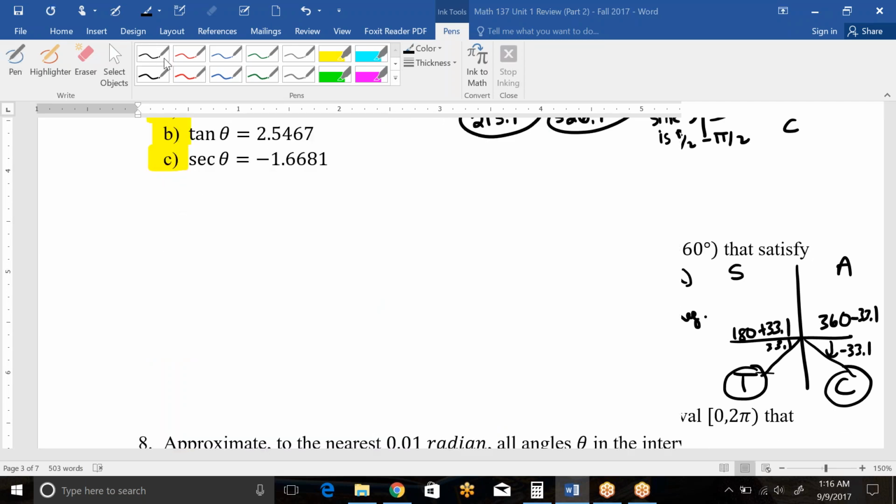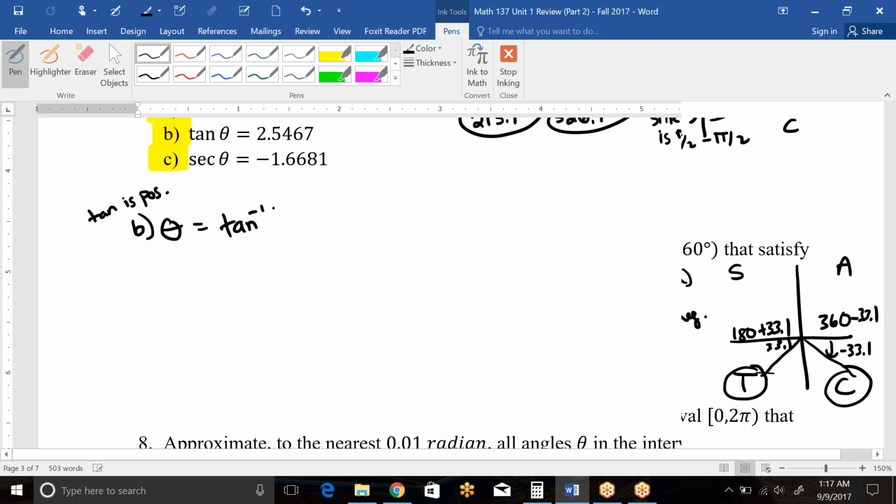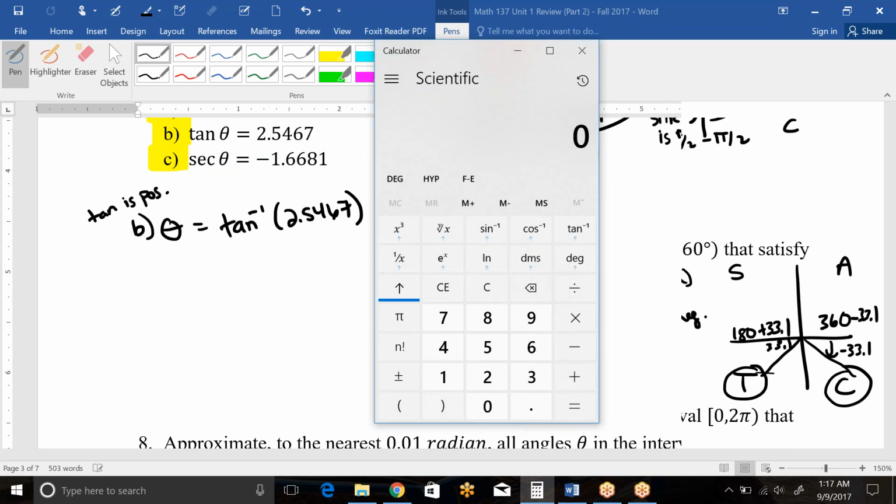Okay, let's look at B. So for B, we're doing a tangent. So we do have a button for inverse tan. So theta, and notice that tan is positive in this problem. That'll help us in a minute when we draw a picture. So we're looking for the inverse tan of 2.5467. So we're going to do that on our calculator first. Make sure you are in degrees if your directions say you're going from 0 to 360. I'm in degrees. I don't want to be in radians or grad.